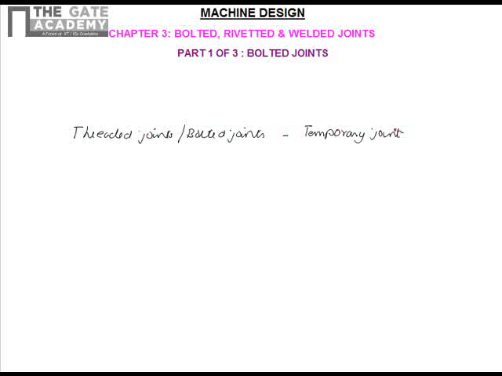Now in threaded joints there are different types. First is a screw. This is fixed into a threaded hole in one of the components being assembled. So this has only a thread and it goes into a threaded hole.